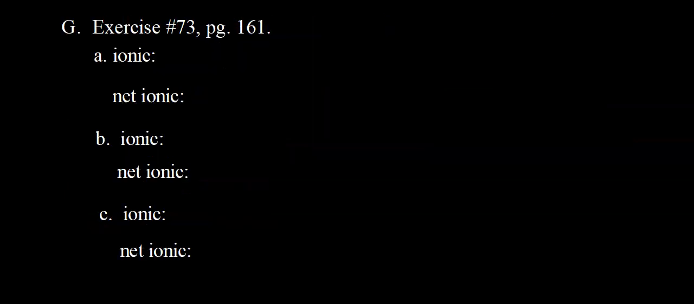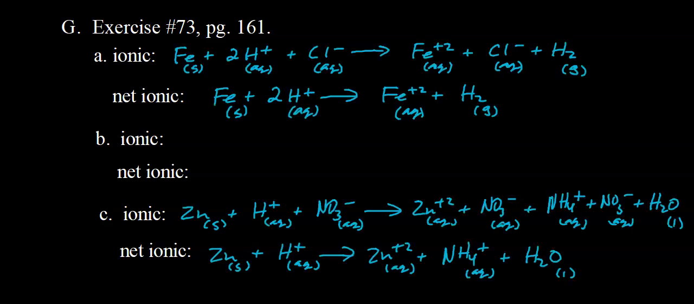All right, number 73. Let's again just do A and C. This time we're going to write out both the ionic and net ionic equations. So you're given the formula unit or molecular equation, write the ionic equation, write the net ionic equation, and see if you can determine what is being oxidized and what is being reduced. Go ahead and pause the video. So go ahead and compare.